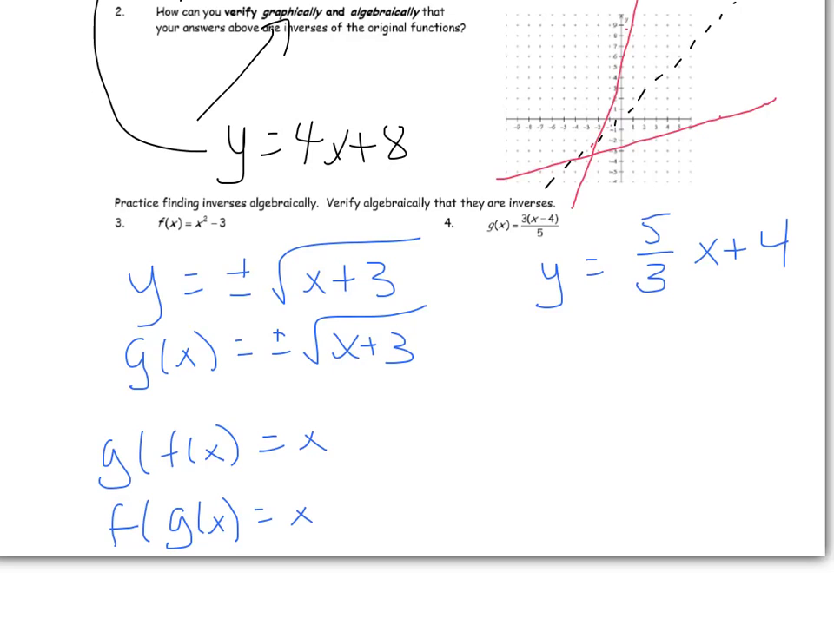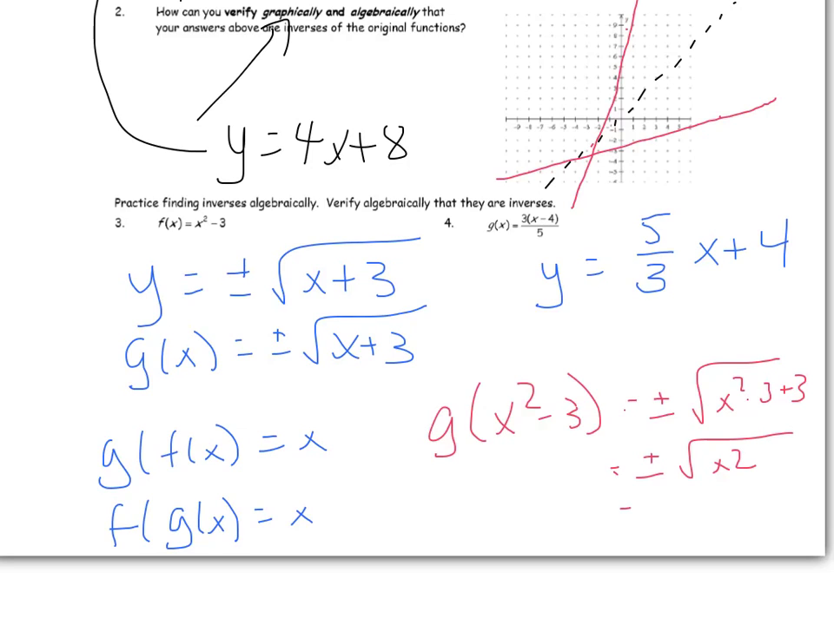So to check g of f of x, we take our f of x function, which is the initial one, x squared plus 3, and we put it into g. So g of f of x is g of x squared minus 3, and then we say that's going to be plus or minus the square root of x squared minus 3 plus 3, which gives us plus or minus, and remember this is now the absolute value of x.